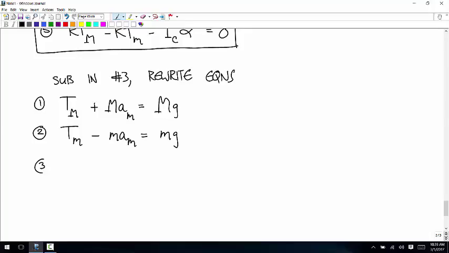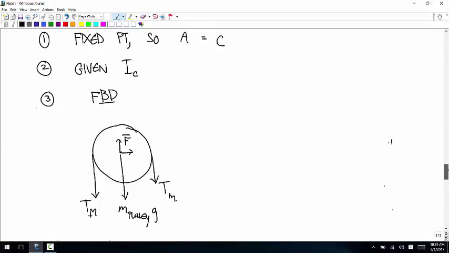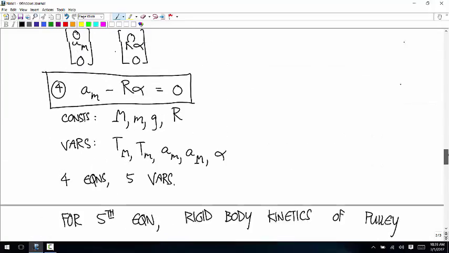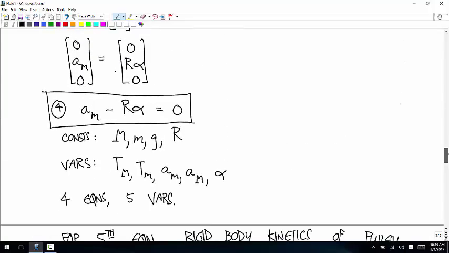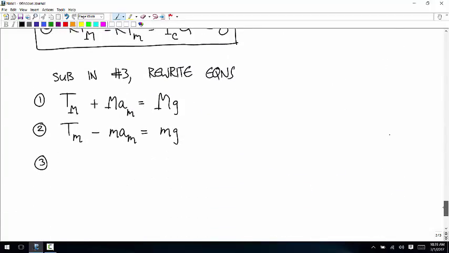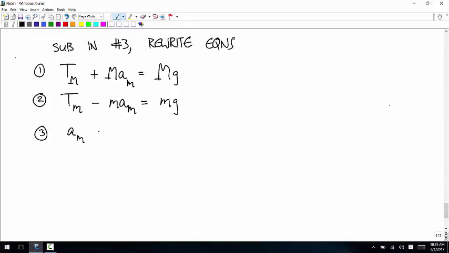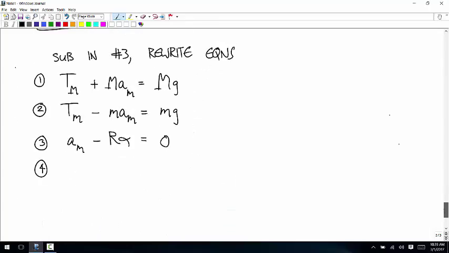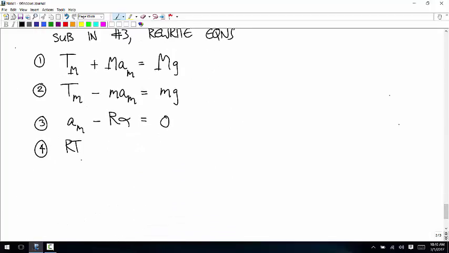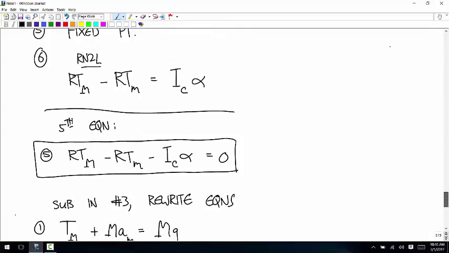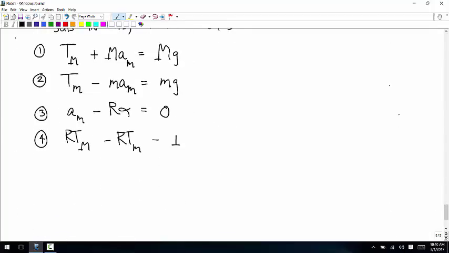Then the third equation, which was previously our fourth one, says A little m minus R alpha is 0. And our last equation says R T sub big M minus R T sub little m minus I sub c alpha is equal to 0.